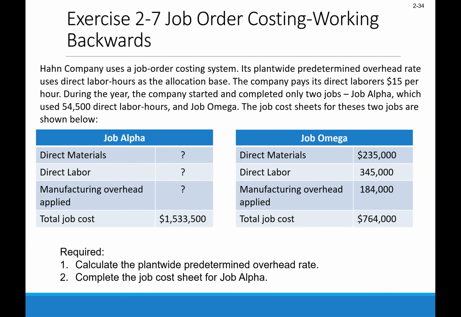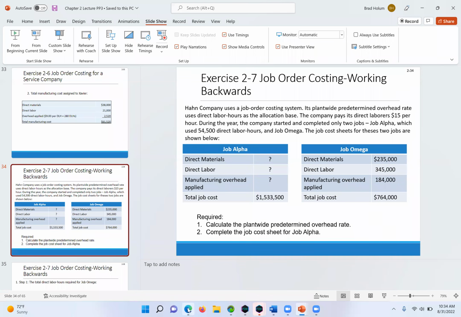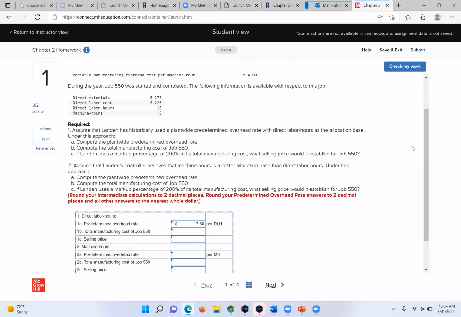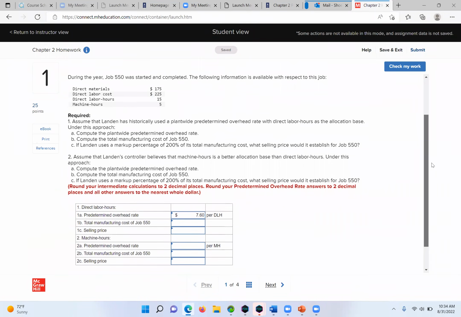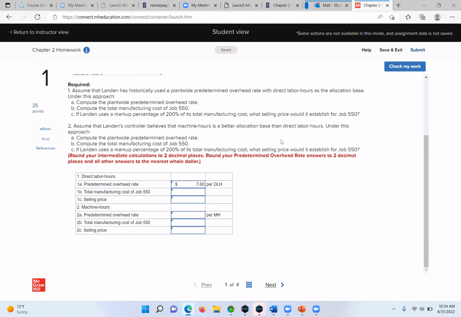Going back a minute to this one, to figure out the total manufacturing cost for this job 550. It's going to tell us what we need in order to determine it.